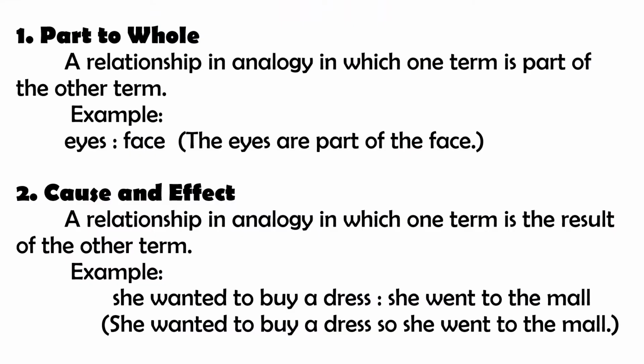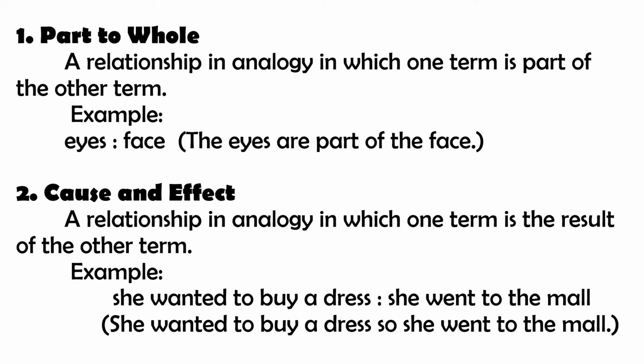So we will discuss each type of analogy. Number 1, part to whole. A relationship in analogy in which one term is part of the other term. Example, eyes is to face. The eyes are part of our face.